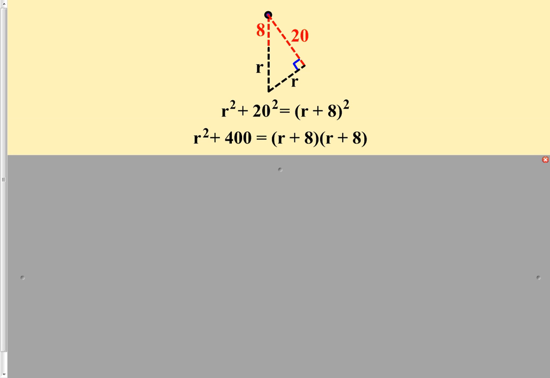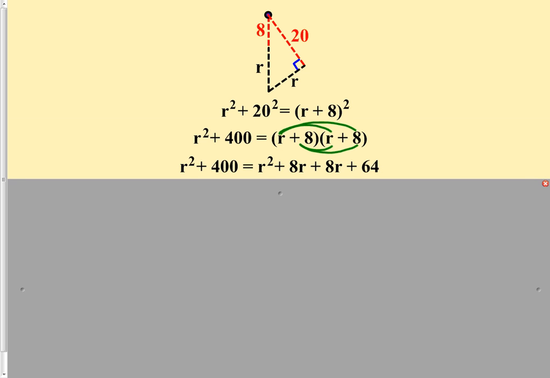So we're going to get r times r right here. We're going to get r times 8 right there. We're going to get 8 times r right there. And we're going to get 8 times 8 right there. The result of that multiplication is r times r is r squared, 8 times r is 8r, and 8 times 8 is 64. Okay, now this is probably looking very complicated to you at this point, but I assure you it's about to get much, much easier.